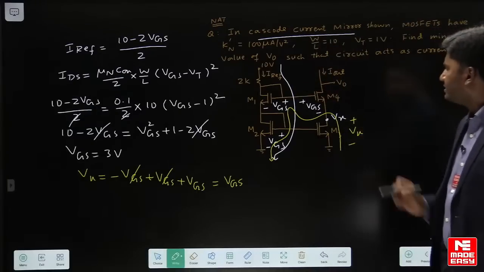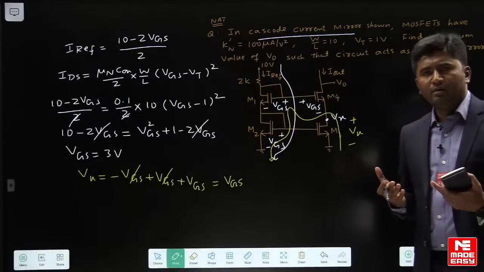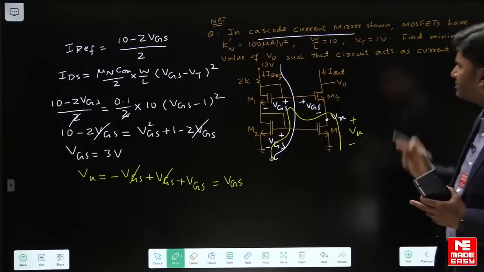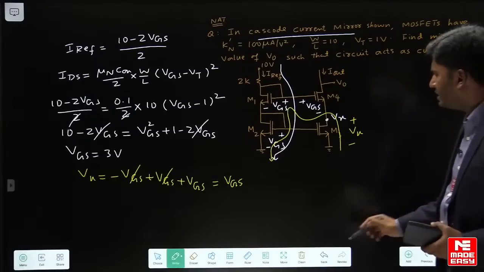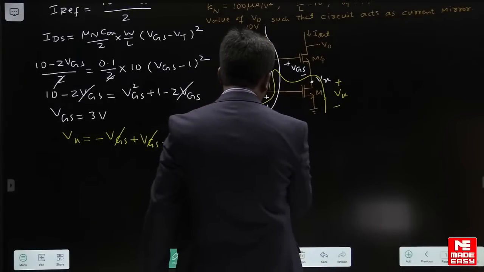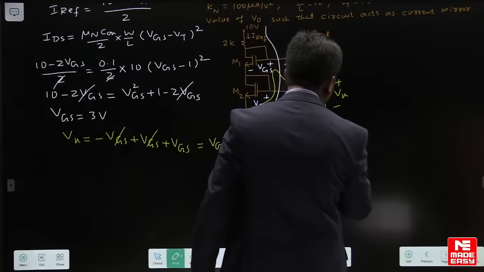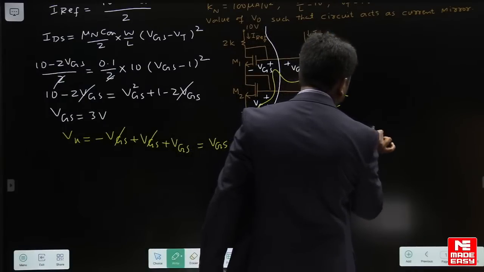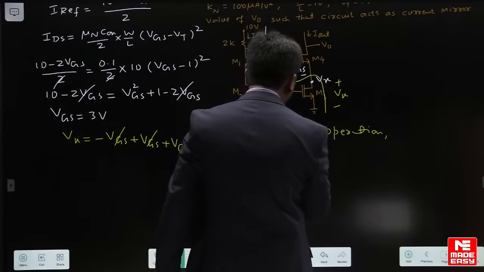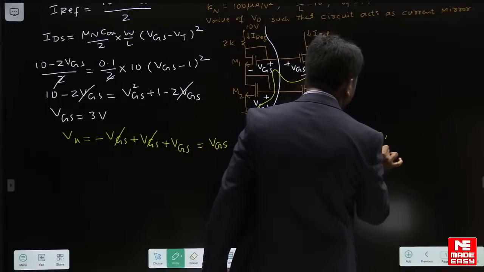Vx equal to VGS. Now for this circuit to act as a current mirror, the MOSFETs must be in saturation. Okay, that M4 must be in saturation. तो वो वाला कंडीशन हम अप्लाई करेंगे. For proper operation, M4 should be in saturation. All MOSFETs should be in saturation.